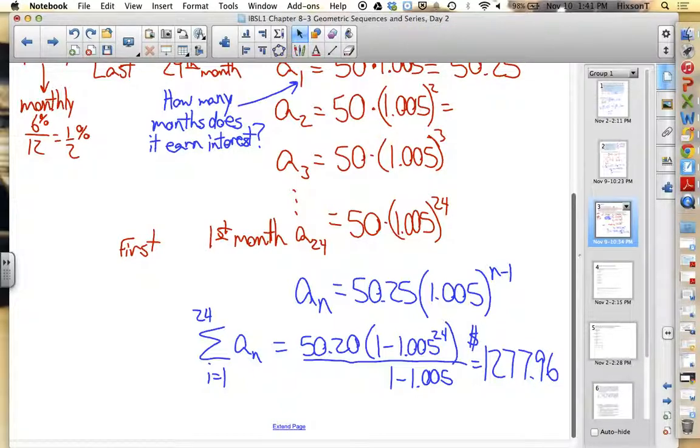So, by putting $50 away every month and earning 6% interest on that, you end up depositing a total of $1,200. So you made $77.96 in interest. Which doesn't seem like a lot, but think about it. For a lot of that time, you didn't have very much money in the account. After 6 months, you only had $300 in the account. After the first year, you only had $600. So you didn't have a whole lot in there to earn interest.